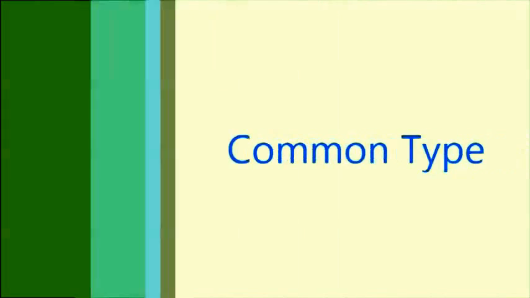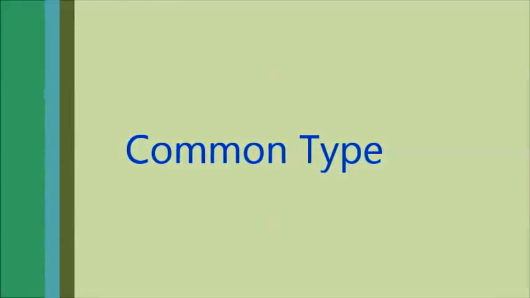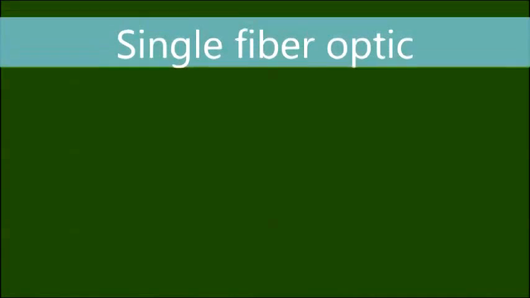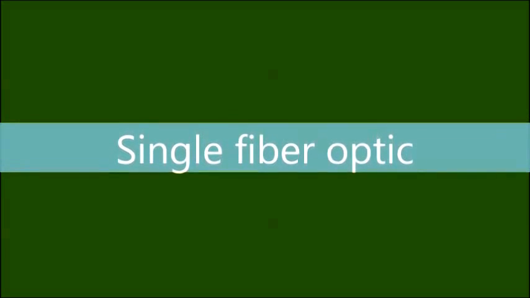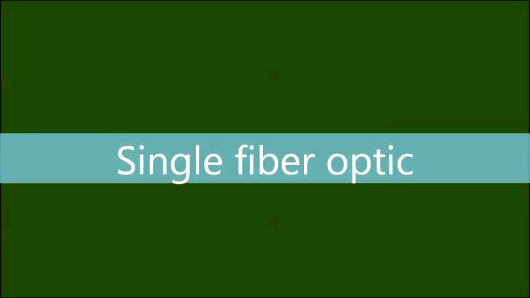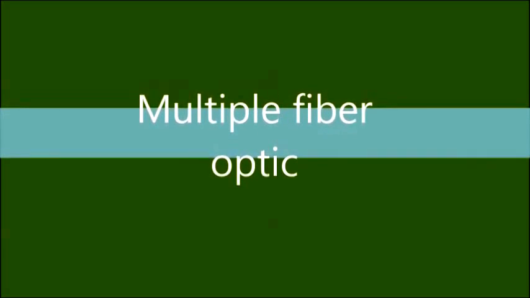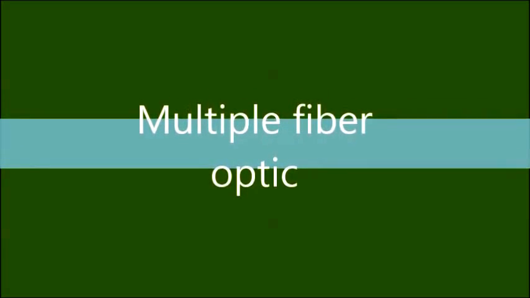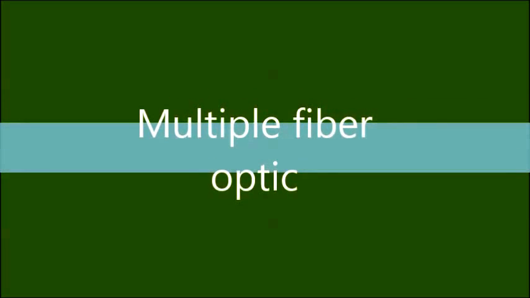There are two types of fiber optic connector. First type is single fiber optic. It holds one or two fibers only. Second type of fiber optic connector is multiple fiber optic. It holds 2 until 72 fibers only.